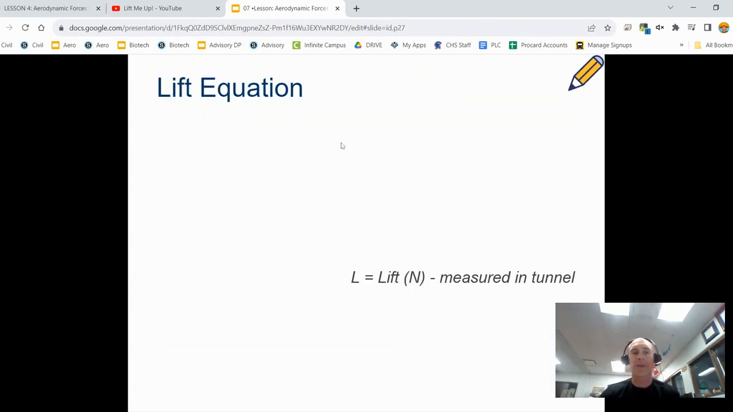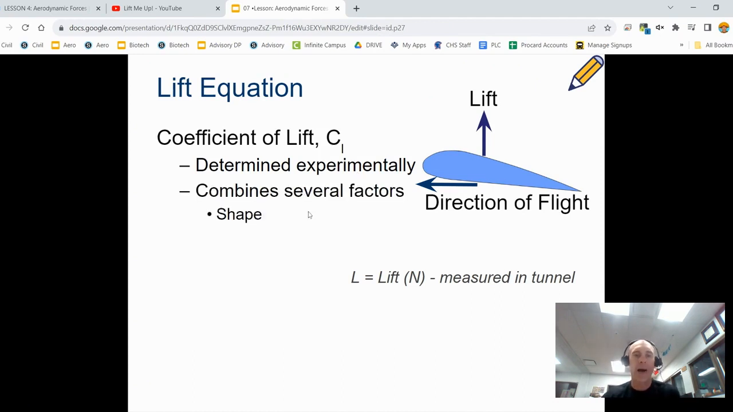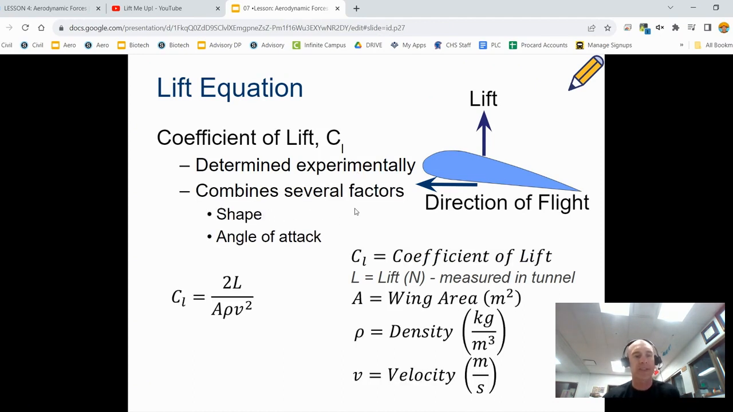Now we're going to have to start writing a few things down. Here's your lift equation. So you have coefficient of lift, which is CL. That's determined experimentally. Again, that's done using a wind tunnel. It's a combination of several factors. You have shape, angle of attack, and also depends on these things. So go ahead and jot this down in your engineering notebook. And guess what? You're going to also put this in your aerospace calculator. Yeah! Because we want this thing to be a really easy calculation to do later on.